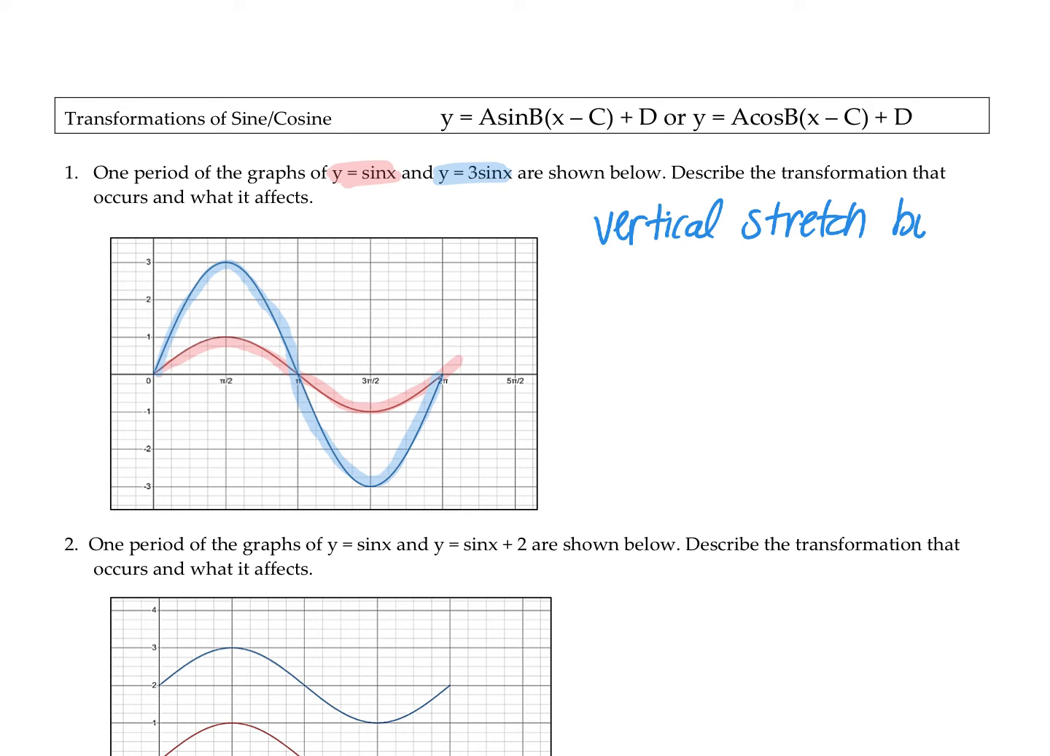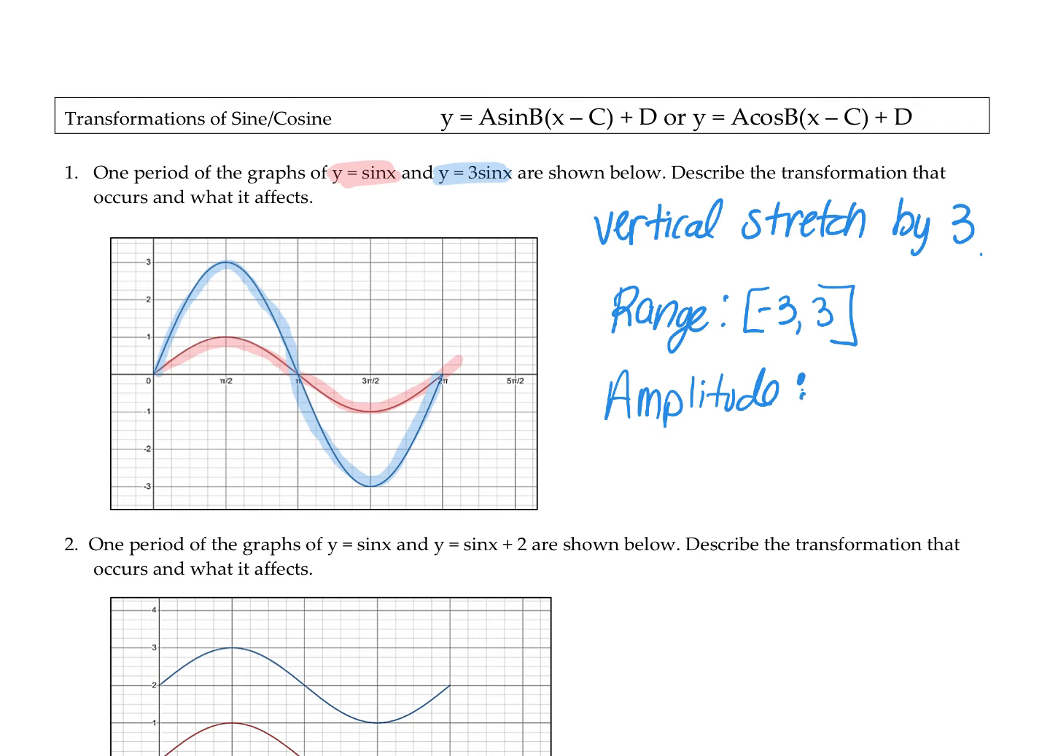by 3. And so what this is going to do is it's going to affect my range. So instead of being negative 1 to 1, which it is for the red graph, it's going to be negative 3 to 3. And most importantly, it also affects my amplitude. So instead of my amplitude being 1, my height of my wave is now 3.